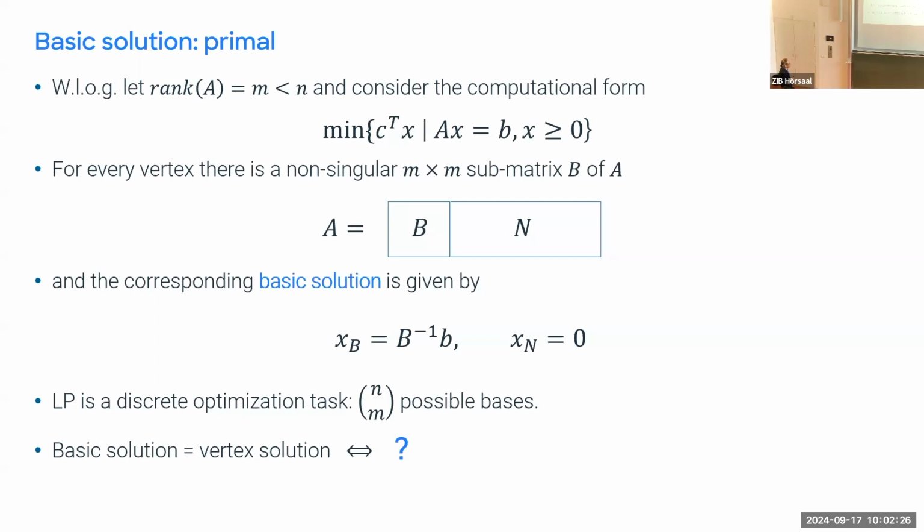Now, are these all actually vertices? Well, only if they are really feasible, right? So what does feasibility mean here?